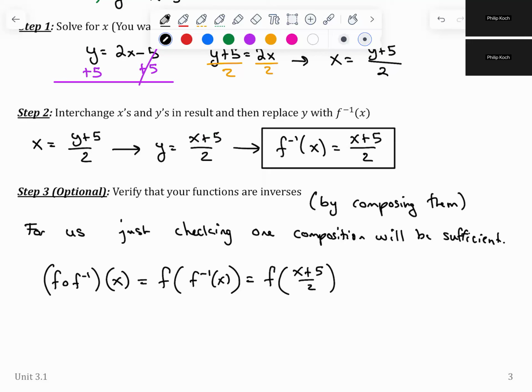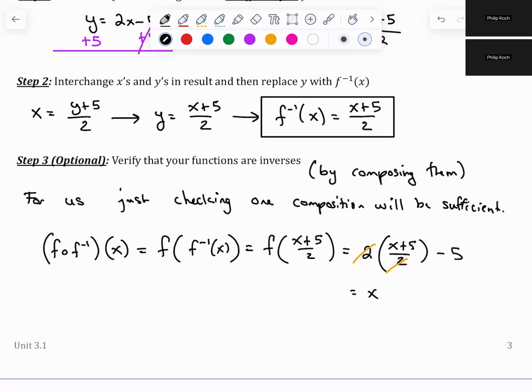And so what we're going to do is replace X in the function F with an X plus 5 over 2. So this is going to be 2 times the quantity X plus 5 over 2 minus 5. And you'll see the 2's will cancel first, and then the 5's will cancel. So, I mean, we can write that extra step if you want. This will be equal to X plus 5 minus 5, which will just be equal to X. And so we're pretty confident we got it right. If one composition works out, you're going to get it right.